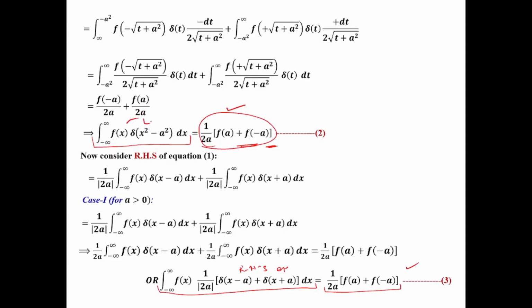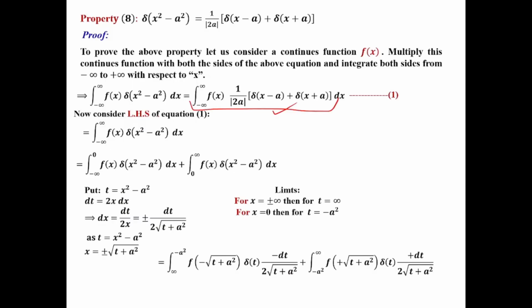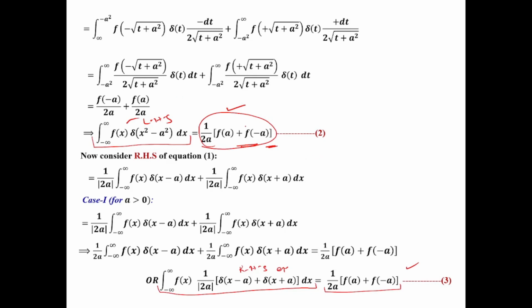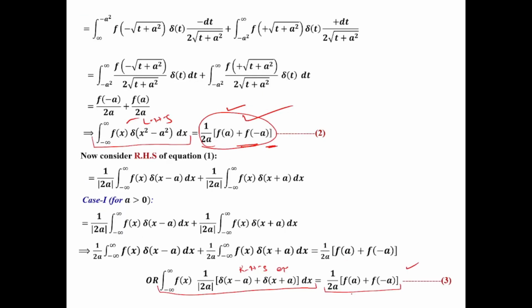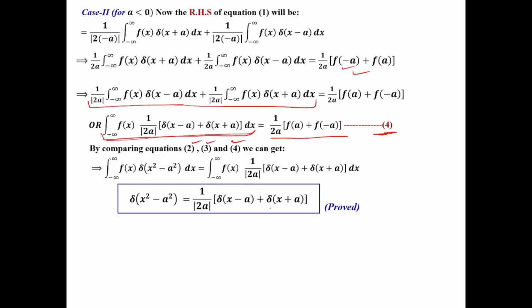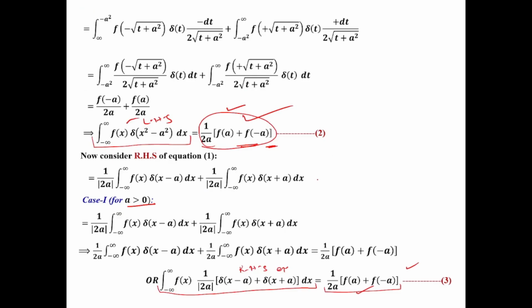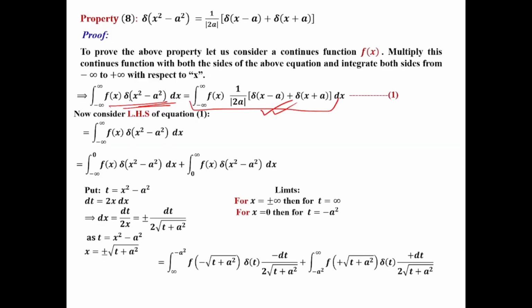That means LHS of equation number 1, this one, we found how much? This value, 1 by 2a f of a plus f of minus a. And considering the RHS of equation number 1, also we found the same value, 1 by 2a f of a plus f of minus a. Considering a is positive and considering a is negative, also same value. That means LHS of equation number 1 will be equal to RHS of equation number 1, hence proved.